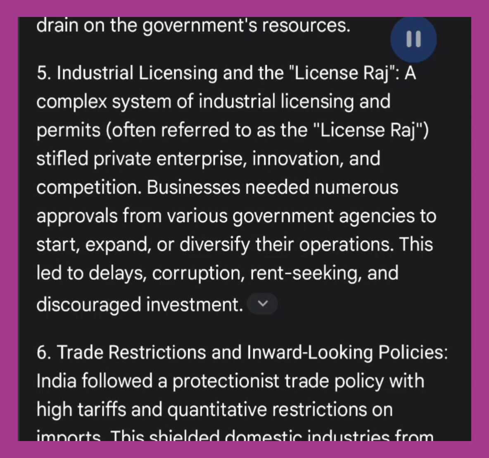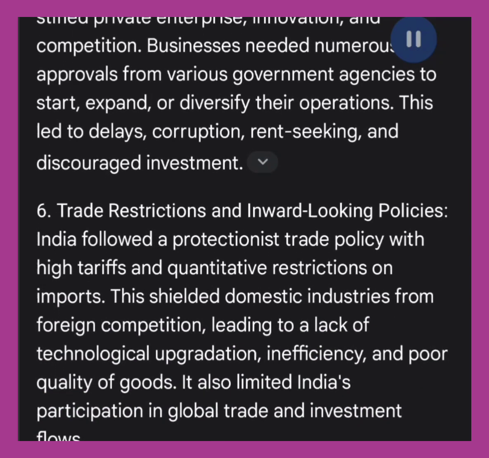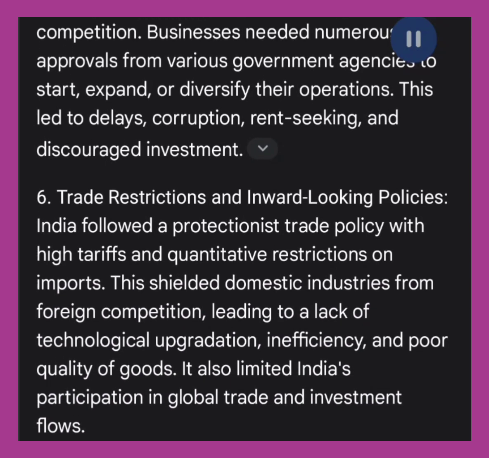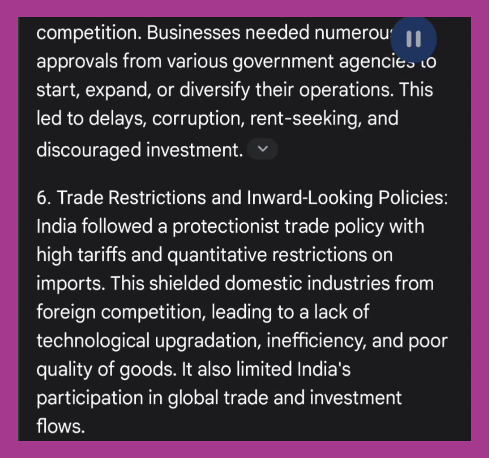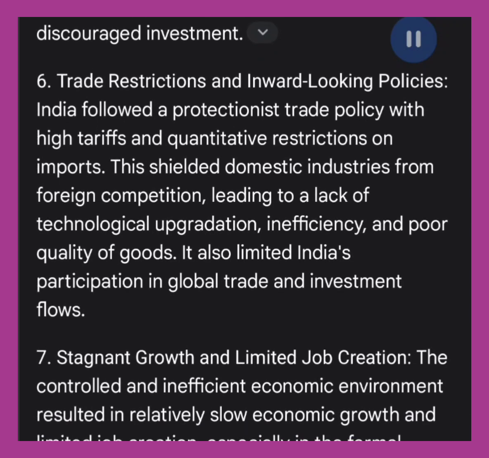6. Trade restrictions and inward-looking policies. India followed a protectionist trade policy with high tariffs and quantitative restrictions on imports. This shielded domestic industries from foreign competition, leading to a lack of technological upgradation, inefficiency, and poor quality of goods. It also limited India's participation in global trade and investment flows.